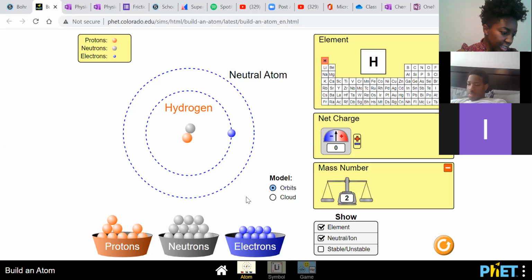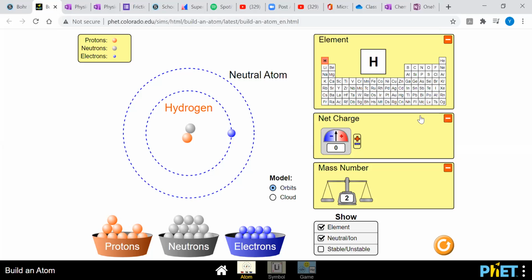All right, let's talk about identity. Josh, do you remember which of these three gives me the identity of the element? Proton, neutron, or electron? It's the proton. Yes, very nice. The proton is what gives us our identity. So remember, if I put in another proton, look, it changed to helium. I put in another one and it changed to lithium.